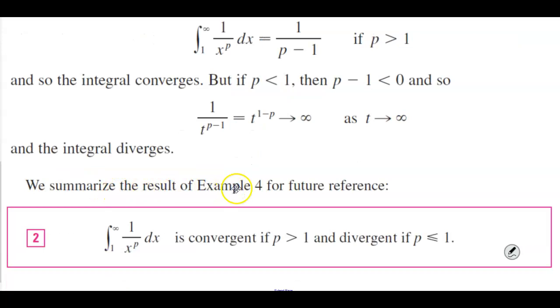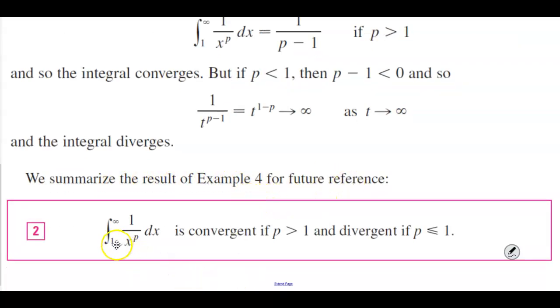So we summarize the result of this example for future reference. We can say that the integral from 1 to infinity of 1 over x to the p dx is convergent if p is greater than 1, and divergent if p is less than or equal to 1.